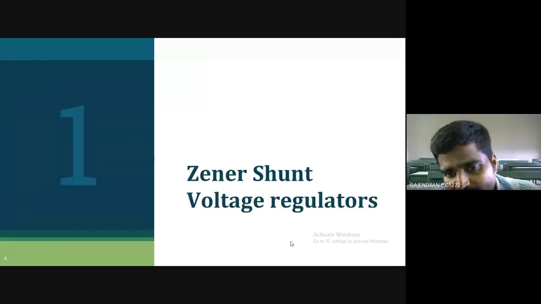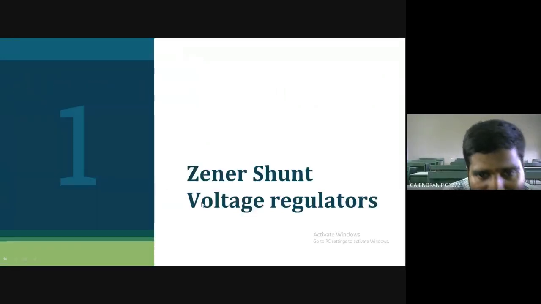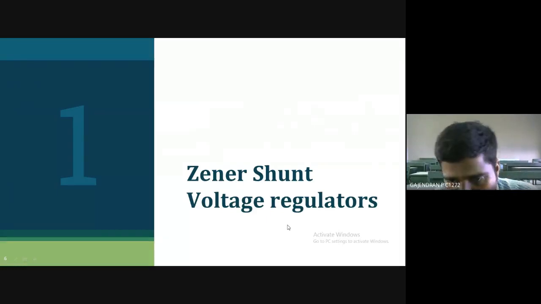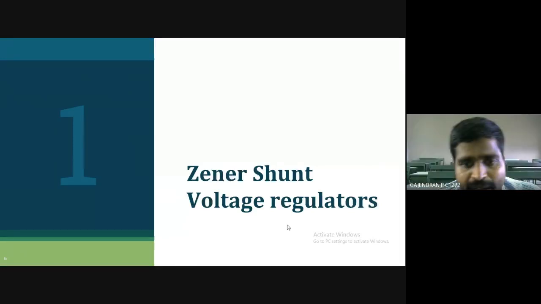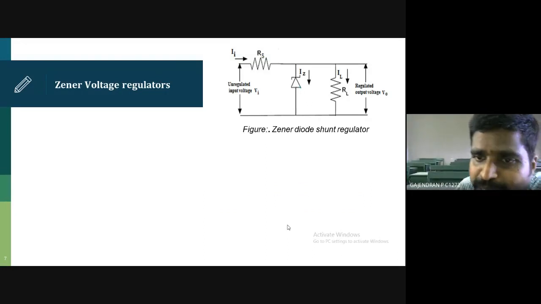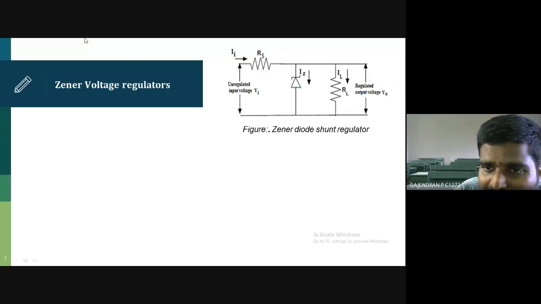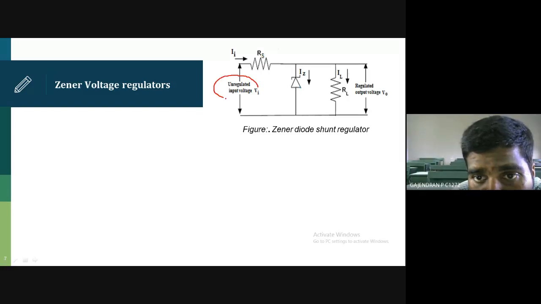The first one is the Zener shunt voltage regulator. Under the shunt voltage regulator comes the Zener shunt voltage regulator. Note down Zener shunt voltage regulators. First we will see the circuit diagram. This is my circuit diagram. Please listen. I have given the unregulated input voltage across one resistor and one Zener diode.